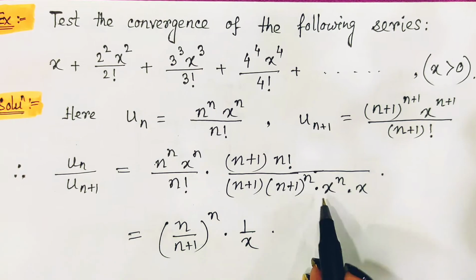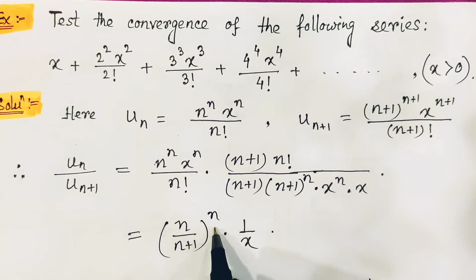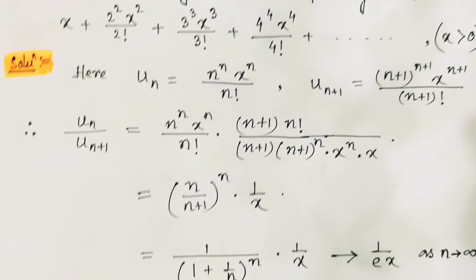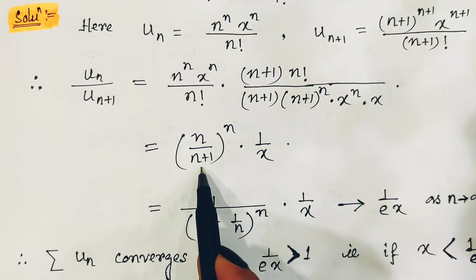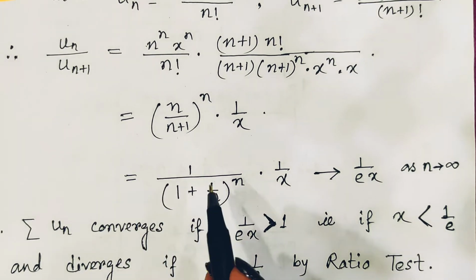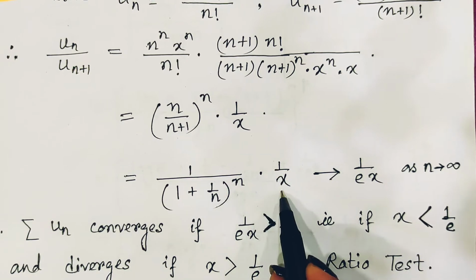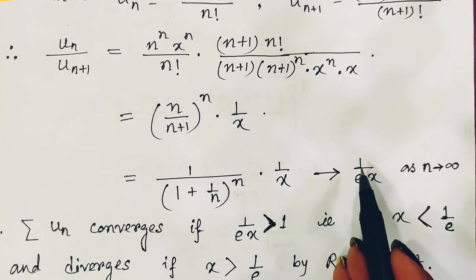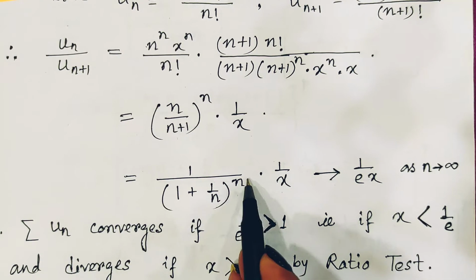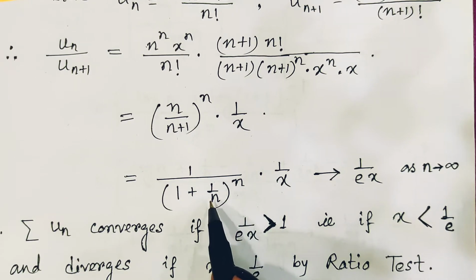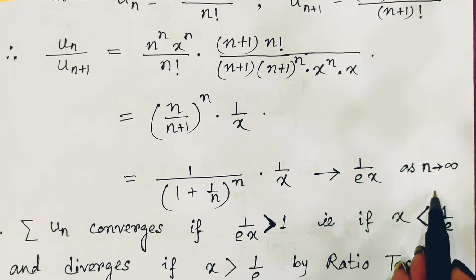If we take this ratio, we will find it as n divided by n plus 1, to the power n, into 1 upon x. Now we divide both the denominator and numerator by n, and finally we find it as 1 divided by 1 plus 1 by n whole to the power n, into 1 by x. This is tending to 1 by ex as n tends to infinity. We know that when n tends to infinity, that term becomes the exponential e, so it is tending to 1 by ex as n tends to infinity.